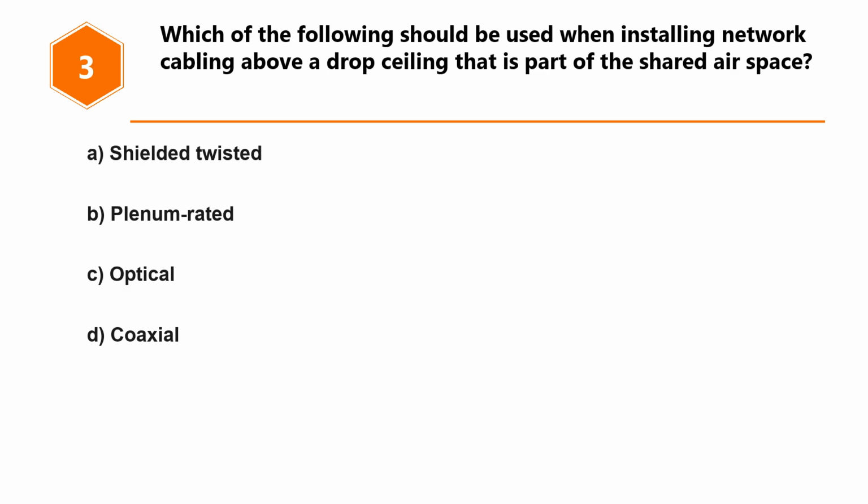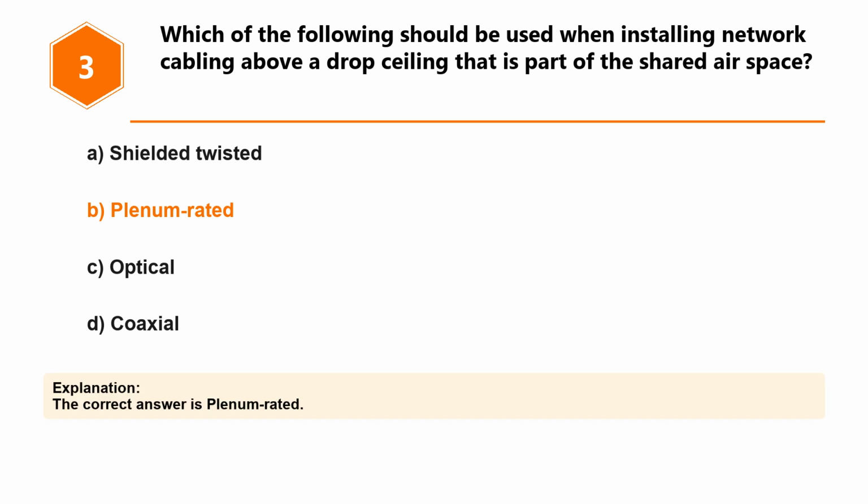Question 3. Which of the following should be used when installing network cabling above a drop ceiling that is part of the shared airspace? Option A, Shielded Twisted. Option B, Plenum Rated. Option C, Optical. Option D, Coaxial. The correct answer is option B, Plenum Rated.